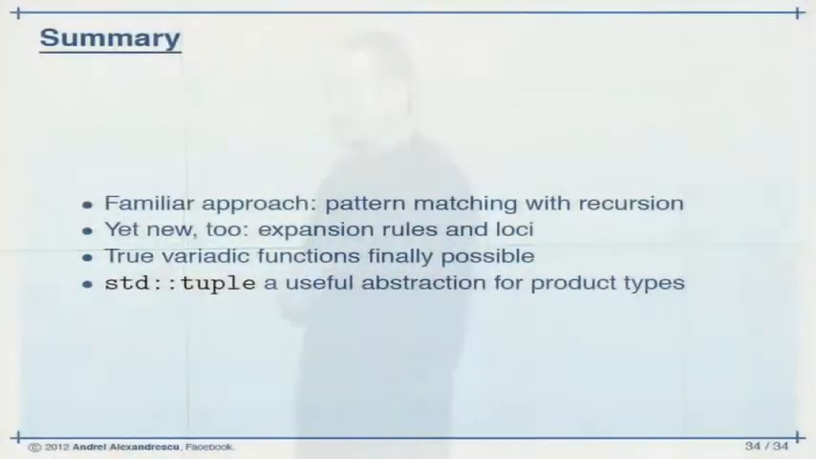With this, I'm going to summarize. Whenever you want to use variadic templates, you use the familiar approach: you match a pattern and you recurse. We've been using this with templates for a long time. And the nice thing is that now you can do it with a variable-size list of parameters, which is great. So it's just pattern match and recurse. We've done this a few times in this presentation.